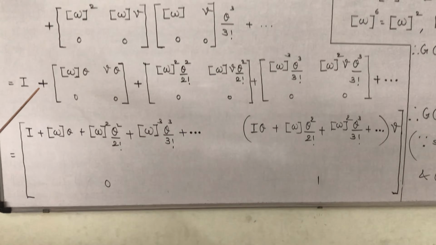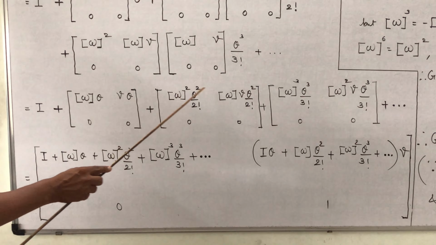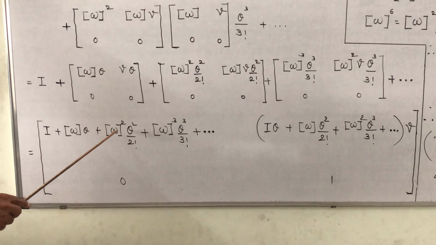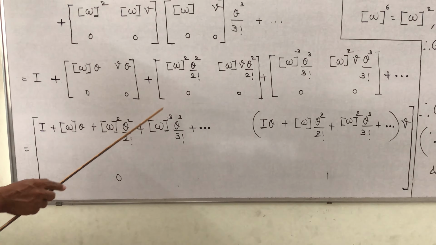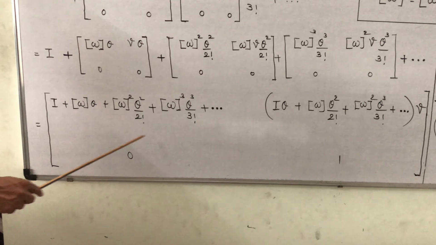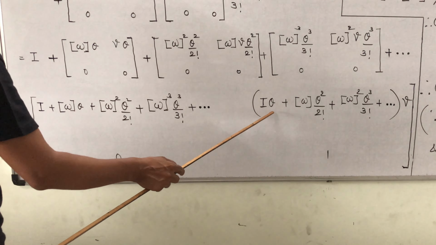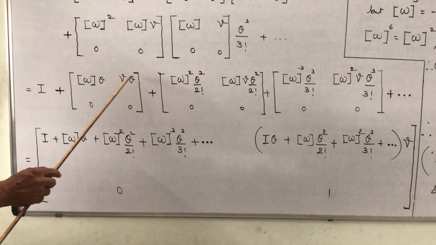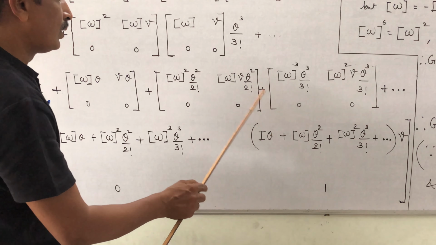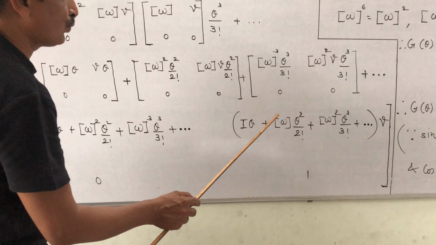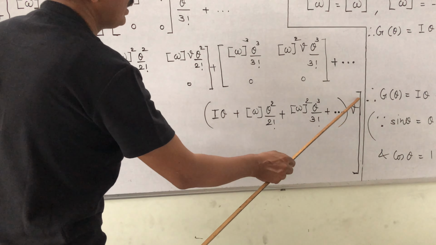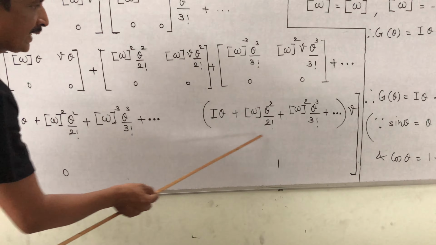Now separating the terms. First terms, this one. So I plus omega theta plus omega square theta square by 2 factorial plus omega cube theta cube by 3 factorial plus and so on. This is the first entry. What about the second? So I v theta, v common. So I theta, this one omega theta square by 2 factorial, this one omega square theta cube by 3 factorial, plus and so on. We have taken v common. So this is the second entry.